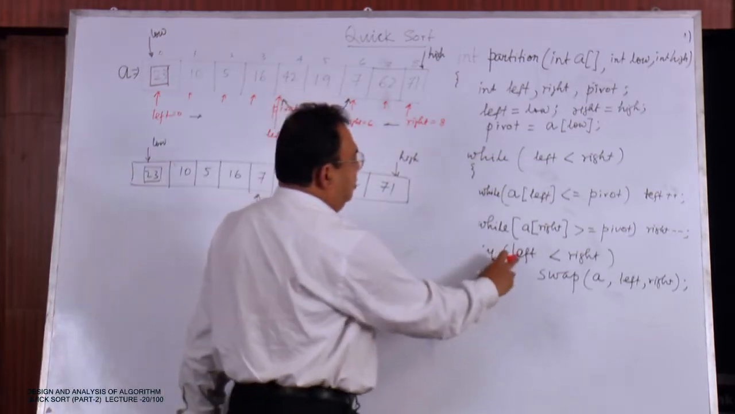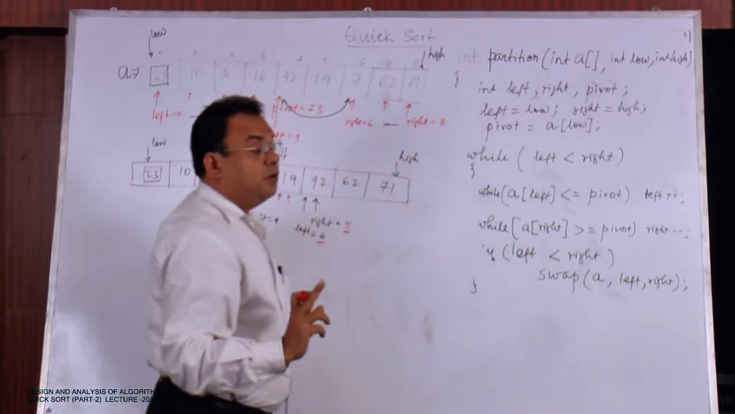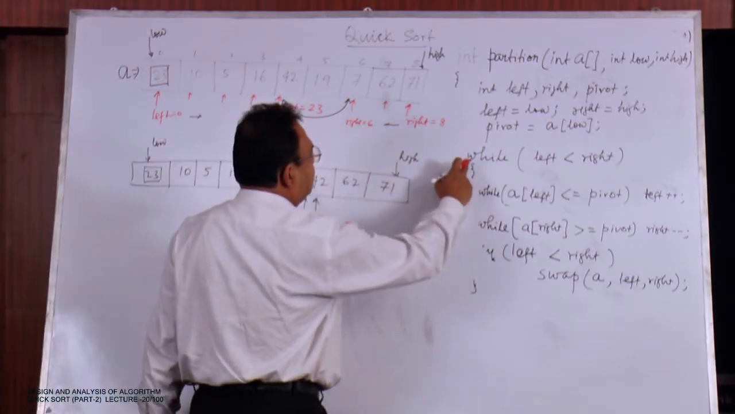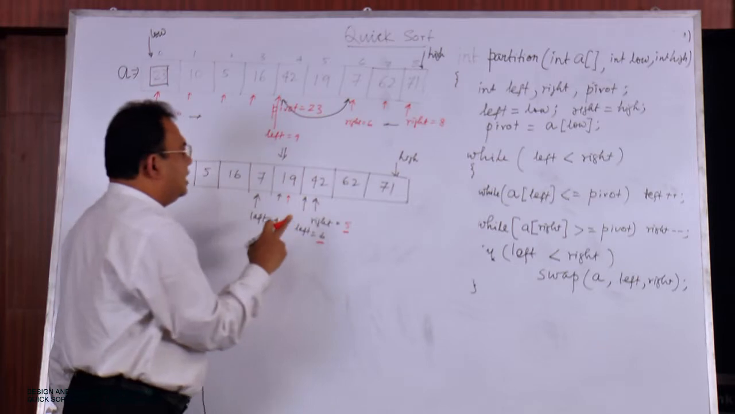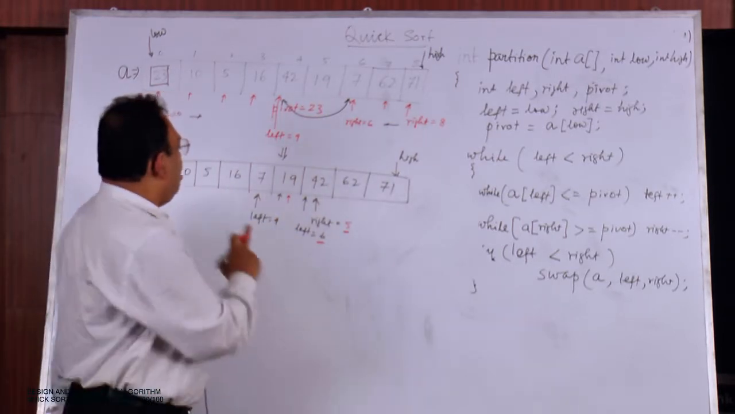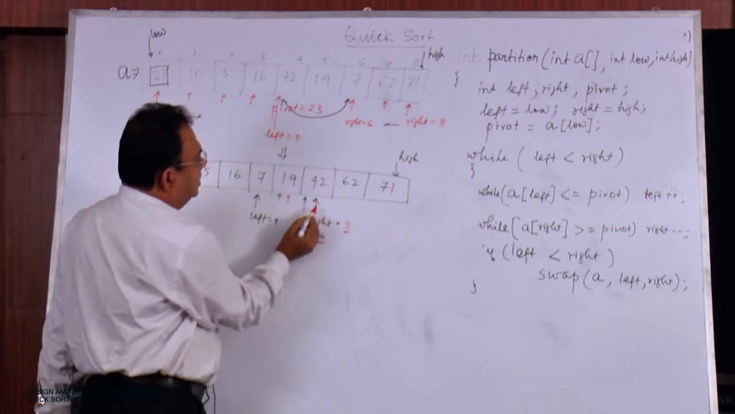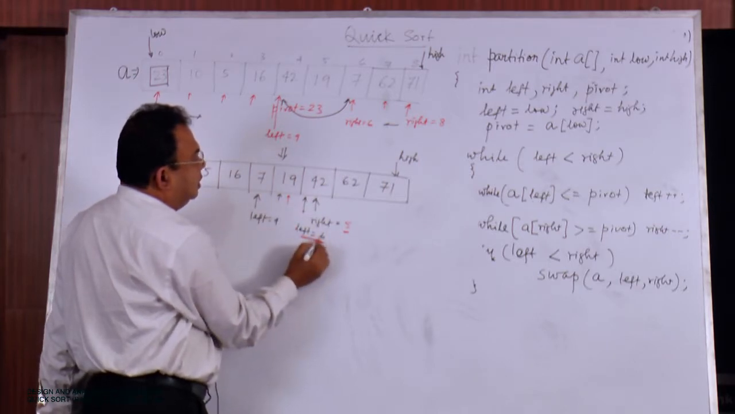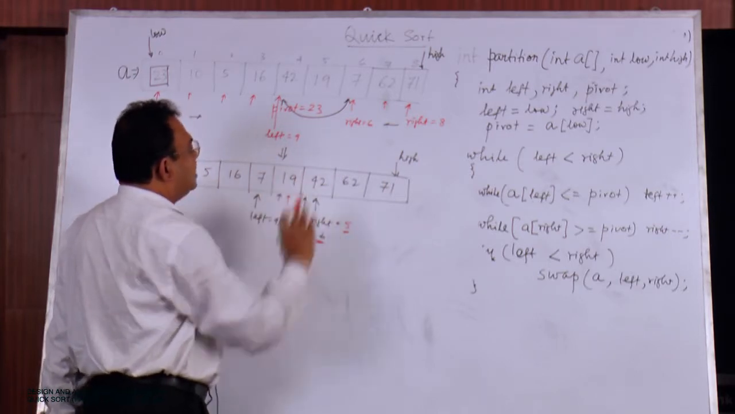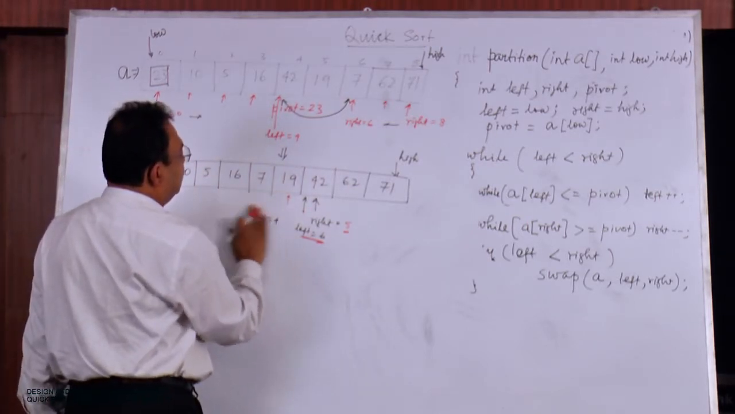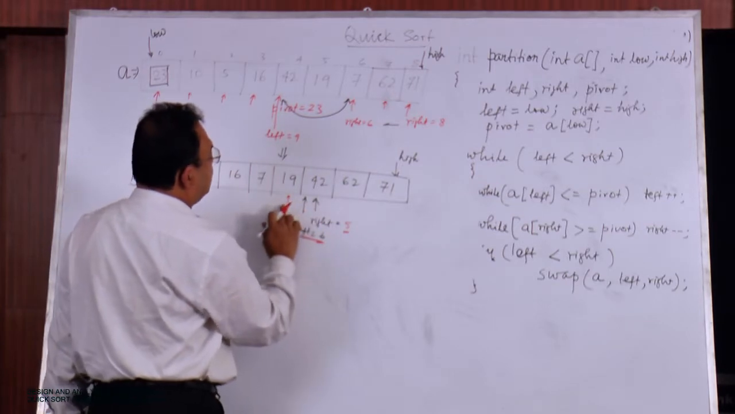Now, is left less than right? No, that is false. So, no need to interchange. You are coming out of this while loop, because left less than right is false. What does it mean? Left less than right being false means all elements are examined. It is very obvious here. This is the position of left and this is the position of right, and left crosses right, that means all elements are examined.